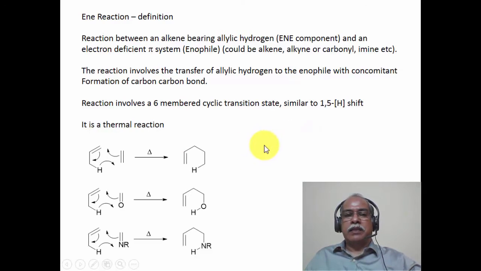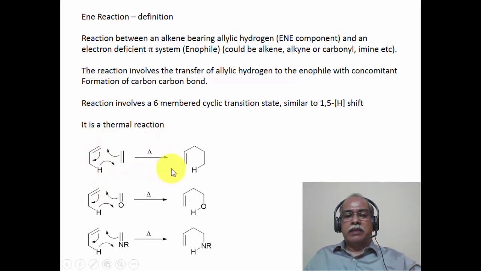Let us first consider the definition of ene reaction. A reaction between an alkene bearing an allylic hydrogen, which is the ene component, and an electron deficient pi system, which is the enophile component, is the ene reaction. In this reaction, the allylic hydrogen is transferred onto the enophile with the concomitant formation of a carbon-carbon bond. The reaction involves a 6-membered cyclic transition state, very similar to a 1,5 hydrogen shift.